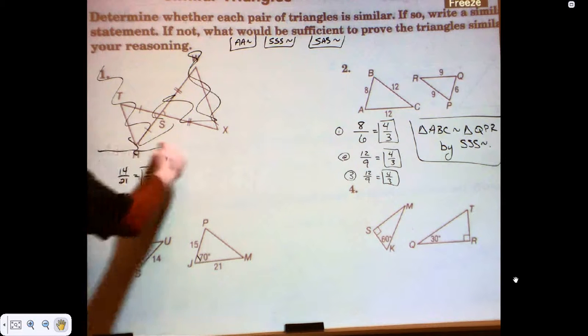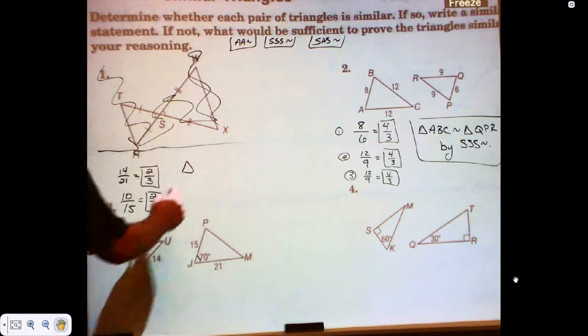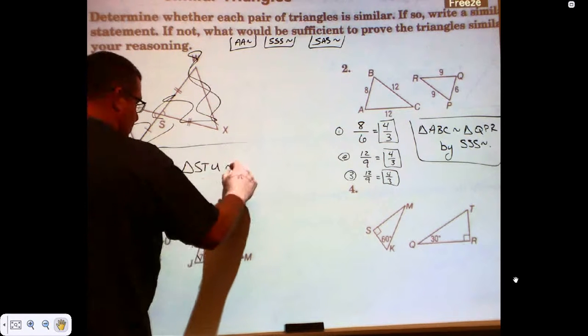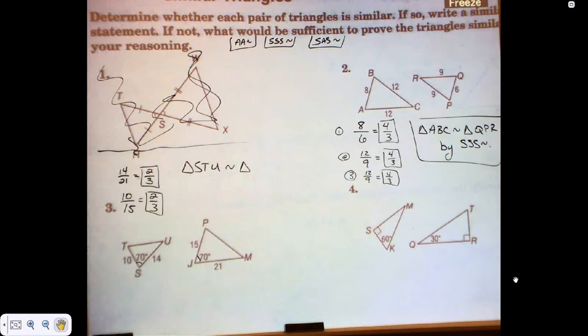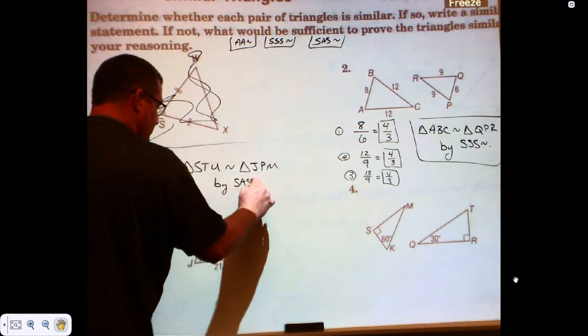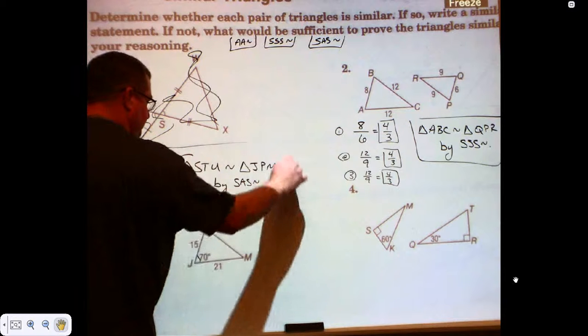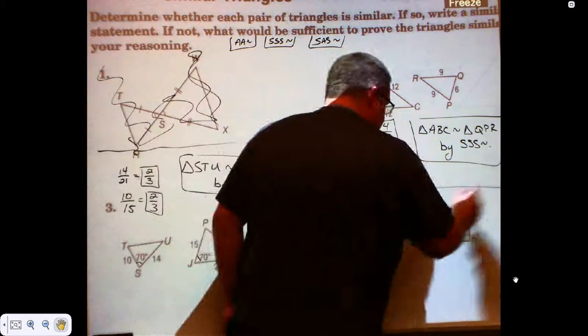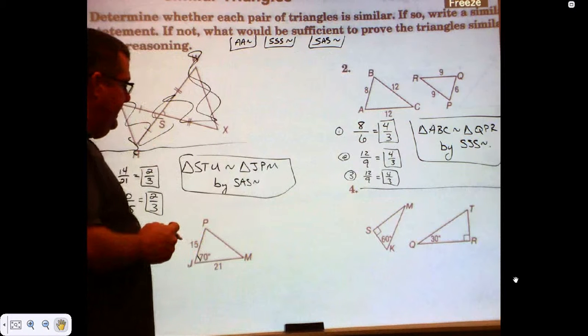So are they similar? So triangle STU is similar to triangle, STU would have to be JPM, by what? Real quick, I'll phrase this up and you can write it down here in just a second.